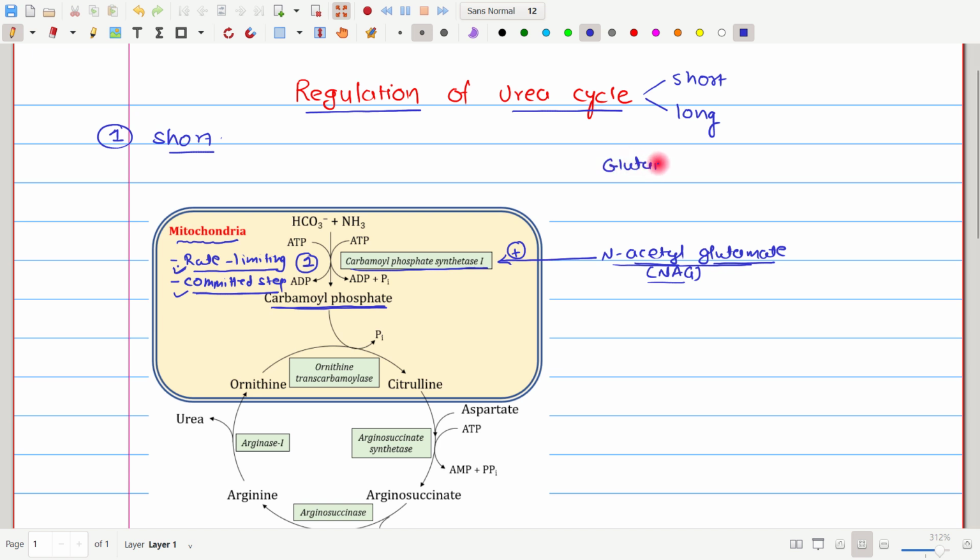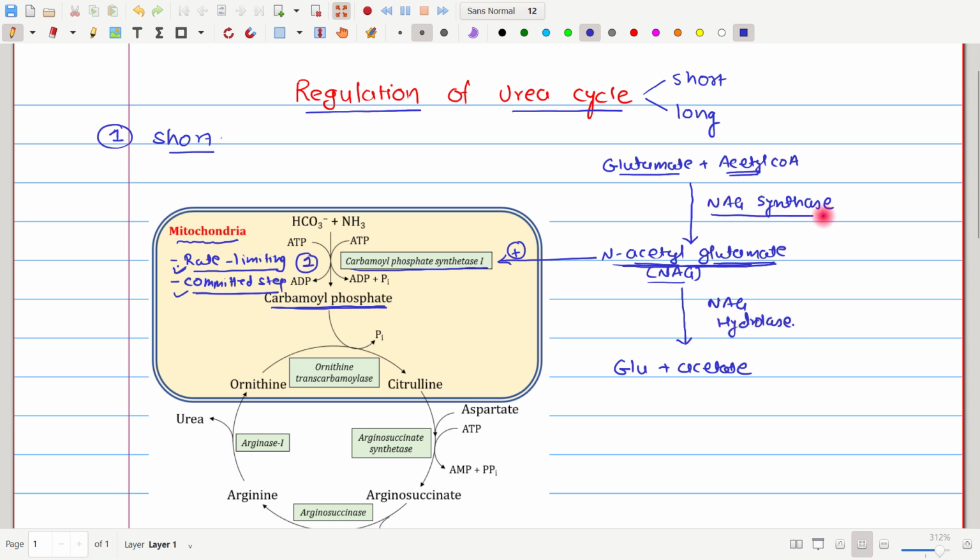So, glutamate plus acetyl coenzyme A. Now, here what happens? The acetyl portion of acetyl coenzyme A binds with the glutamate to give rise to N-acetyl glutamate. And here the enzyme is N-acetyl glutamate synthase. Now, once N-acetyl glutamate is formed, it activates the urea cycle, and when the function of N-acetyl glutamate is over, it is broken down to glutamate and acetate. And this breaking down reaction is catalyzed by N-acetyl glutamate hydrolase.